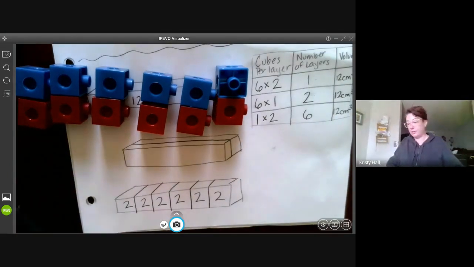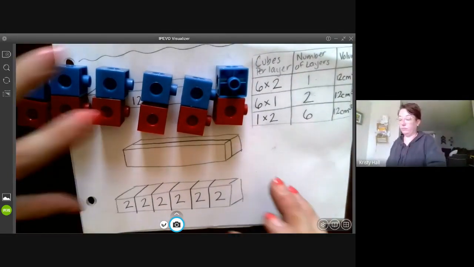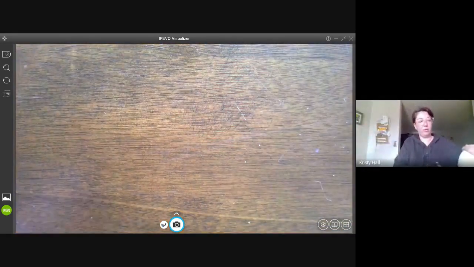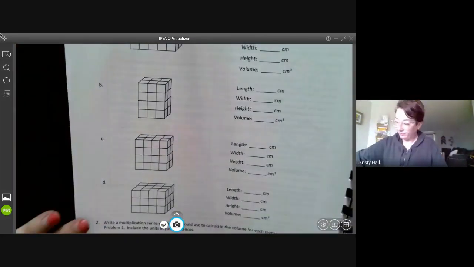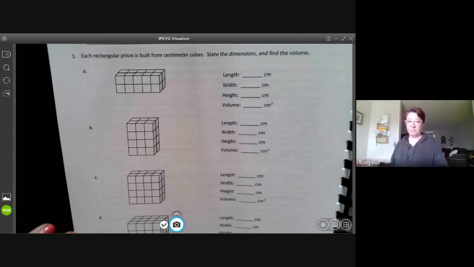Any questions? Let's go over to your problem set. You're doing the same thing, but it looks a little bit different. So here we have some diagrams.